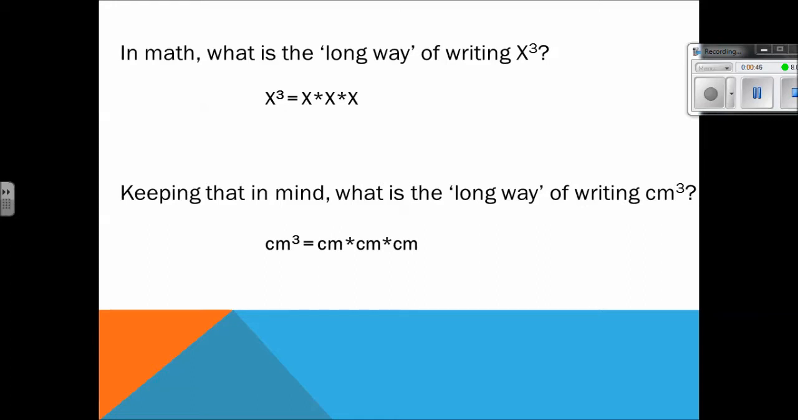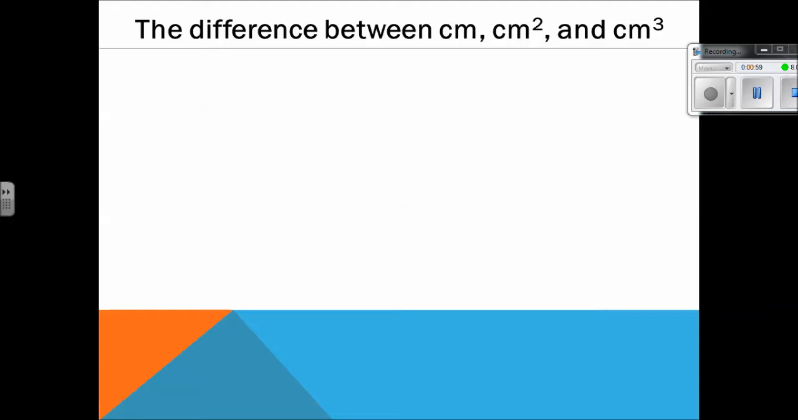Before we just dive right into solving these, I actually want to explain a little bit more with real-world examples as to what these are and what the difference is. What does centimeters cubed mean? So, what is the difference between centimeters, centimeters squared, and centimeters cubed?